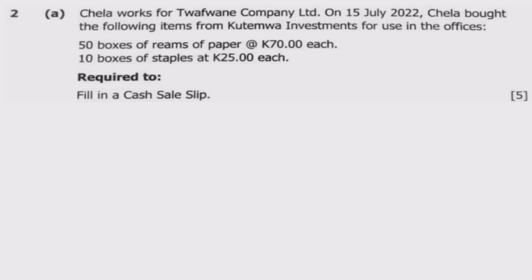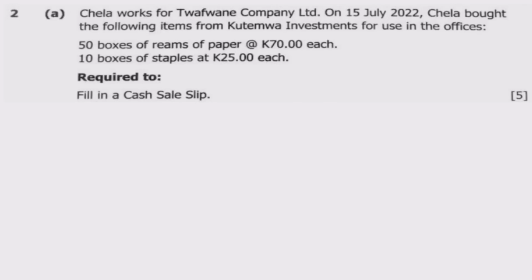Question 2A was as follows. Chela works for Twafu and Company Limited. On 15 July 2022, Chela bought the following items from Kutemwa Investment for use in the offices. 50 boxes of reams of paper at 70 kwacha each, 10 boxes of staples at 25 kwacha each.